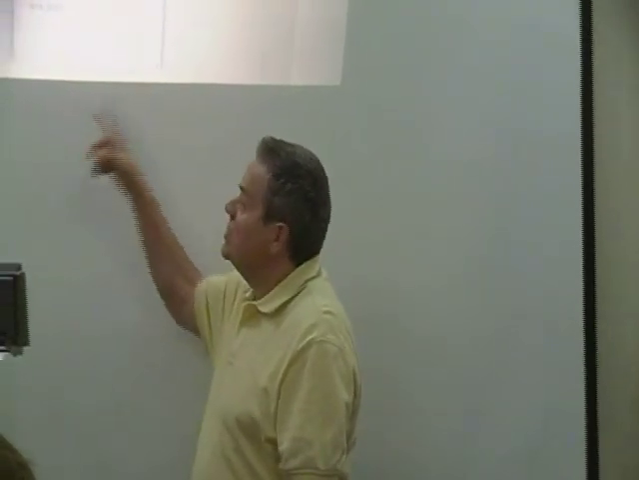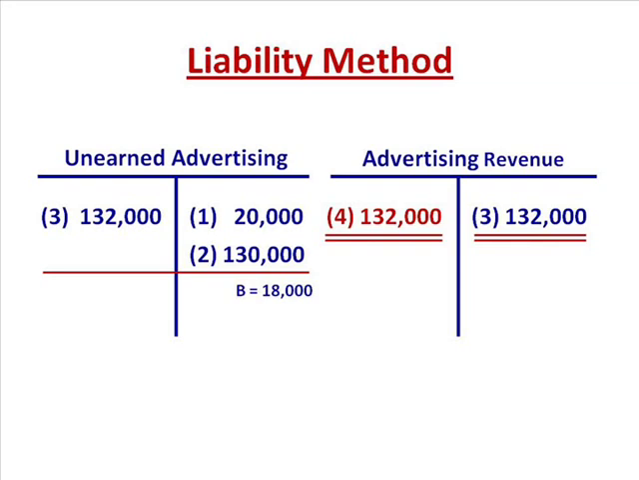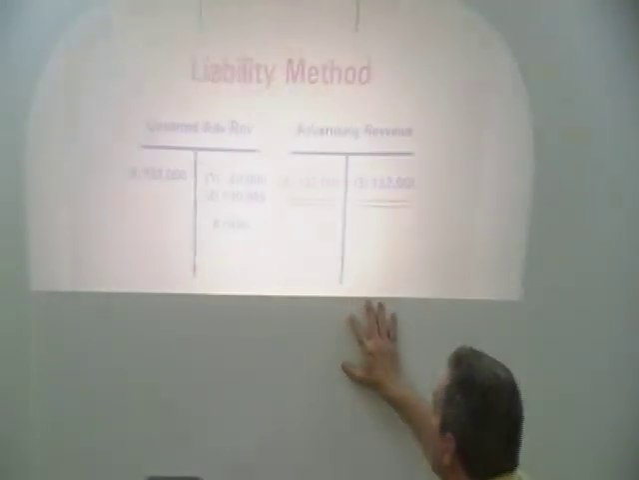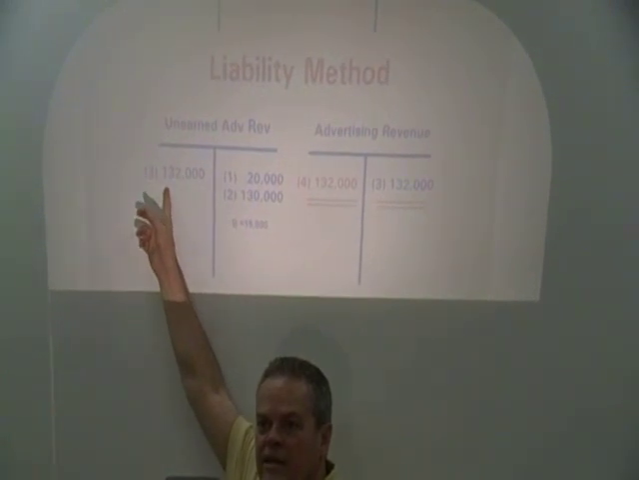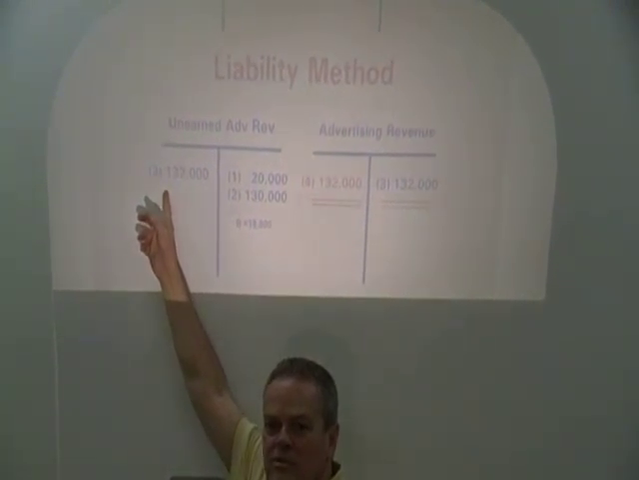Which of these two is the balance sheet account? Advertising revenue is the balance sheet account. Is this the first entry in that account? Is this advertising revenue? Advertising revenue is an income statement account. This is a balance sheet account, and that's the first entry in that account. Oh, no. Does this need to be reversed?